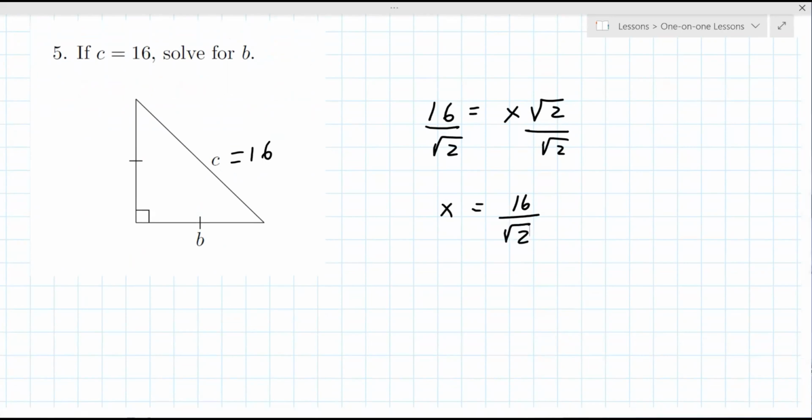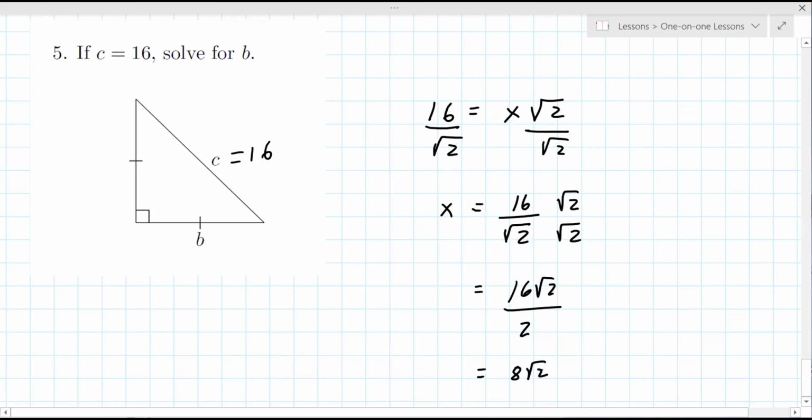Now, do you remember what we did in the previous problem for this? We rationalized it. Yes, and you do that by multiplying the top and bottom by the square root of 2. If it were the square root of 3 down here, you would multiply top and bottom by the square root of 3, because that gets rid of that square root. So this becomes 16 square root 2 over what value? Over 2, and then 16 divided by 2 is 8. 8 square root 2. So that's B.